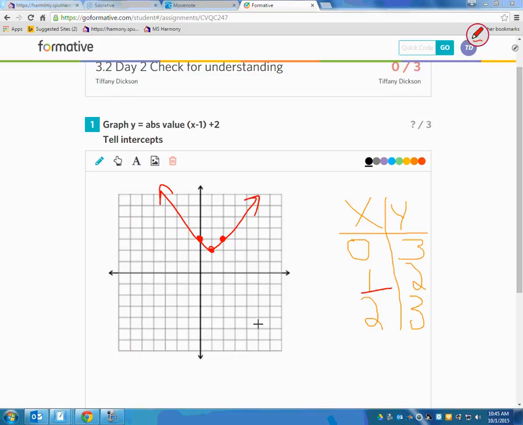Also, if you remember anything about transformations, which we'll review again later in this unit, the number inside is a move left or right. So the normal graph starts at 0, 0. That minus 1 means it's moved over 1. The plus 2 means it's moved up 2. If you remember that, that's an easy way to help you graph as well.